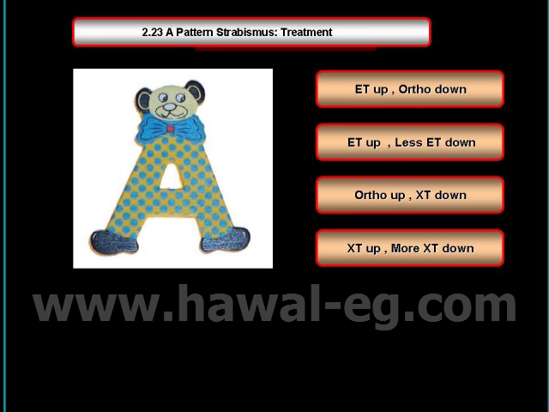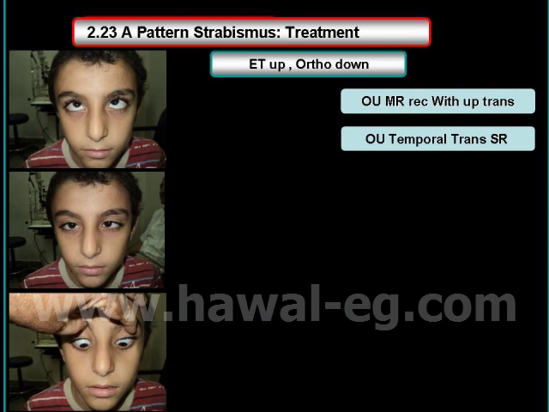A pattern strabismus may be esotropia up and orthotropia down, and esotropia up and less esotropia down, and orthotropia up and exotropia down. Lastly, exotropia up and greater exotropia down. In cases of esotropia up and orthotropia down, the surgical procedure is recession of both medial recti with upward transposition or temporal transposition of the superior rectus of both eyes.